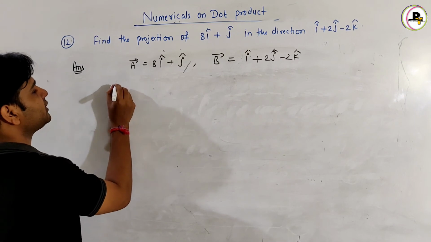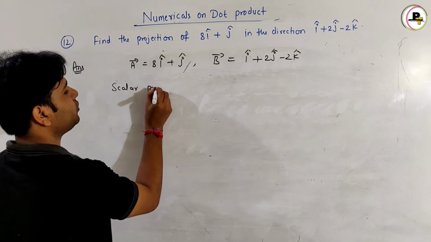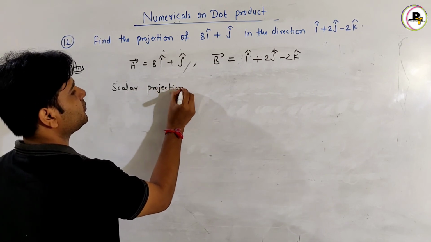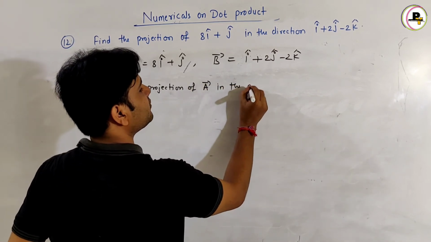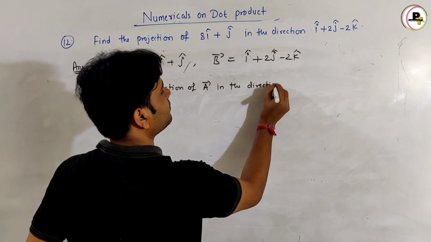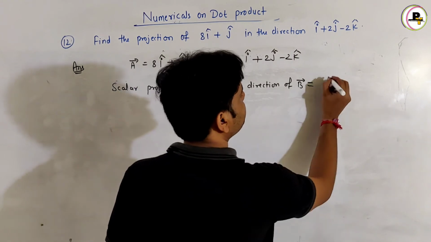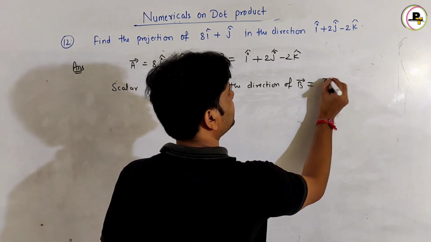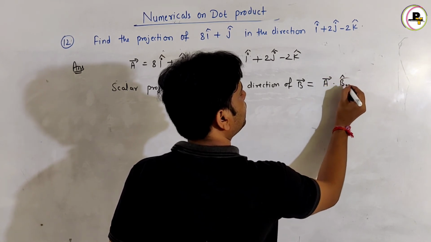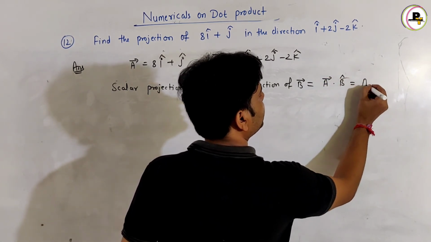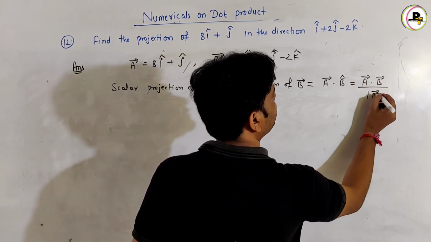So what is scalar component or scalar projection? Scalar projection of a vector in the direction of b vector is equal to what? It is a vector dot b cap, or this is also equal to a vector dot b vector divided by mod of b vector.